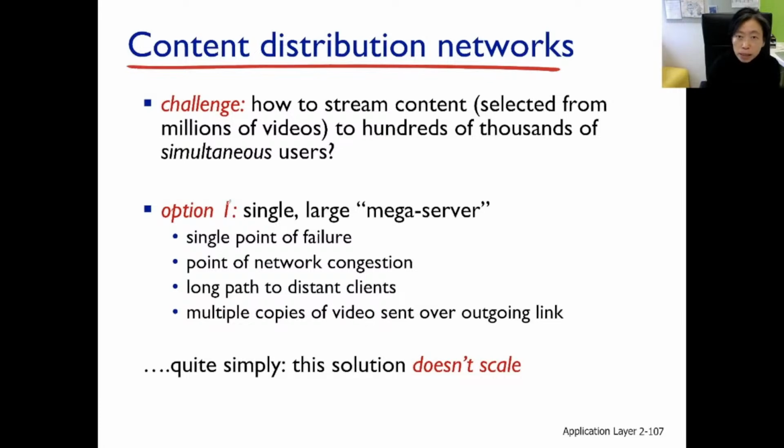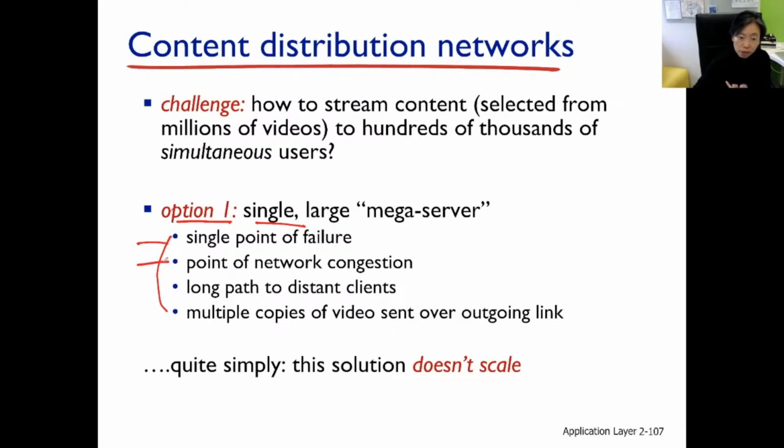Let's step back a little and look at option 1, to contrast with CDN. This is the simple, naive solution: what about using just one server? If you recall when we were discussing the DNS system, the name to IP address mapping service, originally there was only one server instead of a distributed service. Using one server, we have an issue like a single point of failure. If that server is down, the entire service is down. The mega server down, the video streaming service is also down.